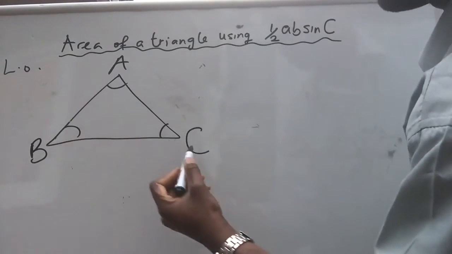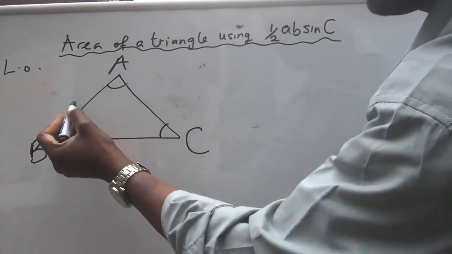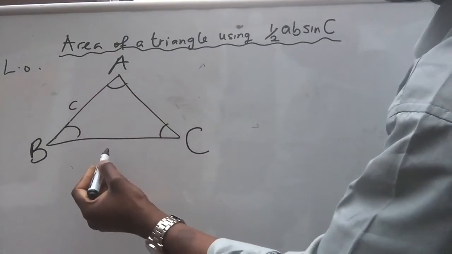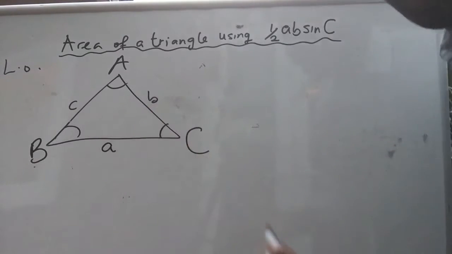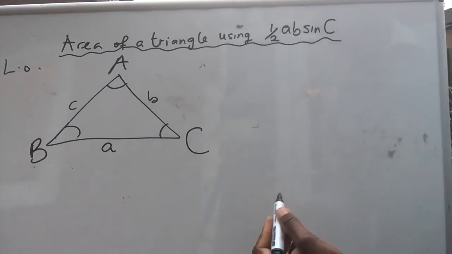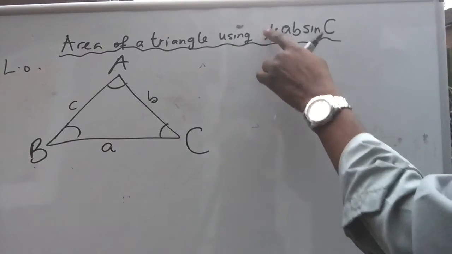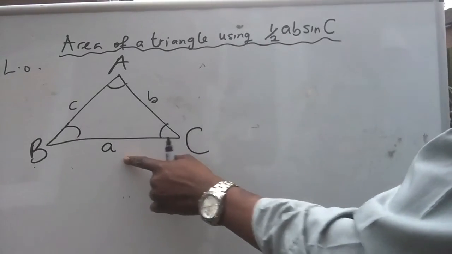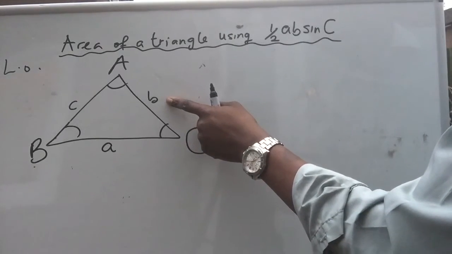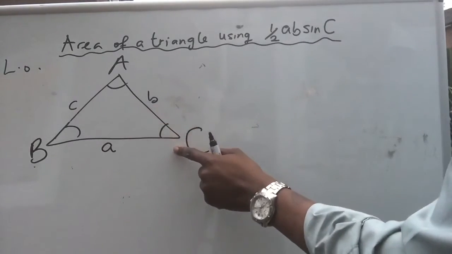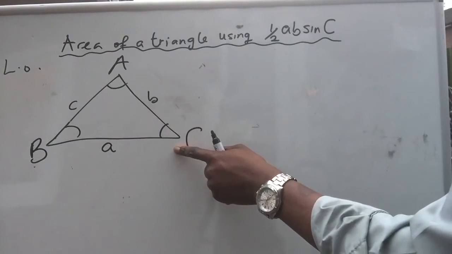Good. The opposite side to angle C is small c. Opposite side to angle big A is small a. Opposite side to angle B is small b. Now, before we solve a question, if you look at the formula, it says half the length of a times the length of b times the sine of this angle. That's how you find the area.